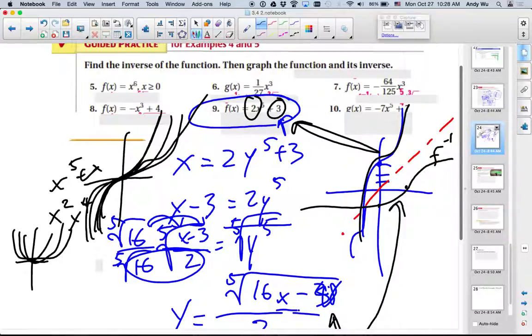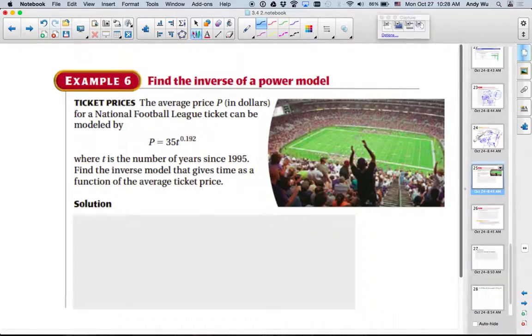Okay, one more thing. I know it's quite a bit. At least we're splitting into 2 sections. This is the price of a ticket based on the number of years since 1995. It doesn't really matter what the word problem says. Since it's in this section, you know you're looking for the inverse. The tricky thing about the inverse here is that basically you won't switch the variable.